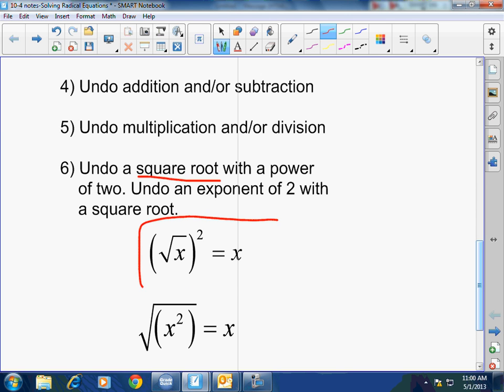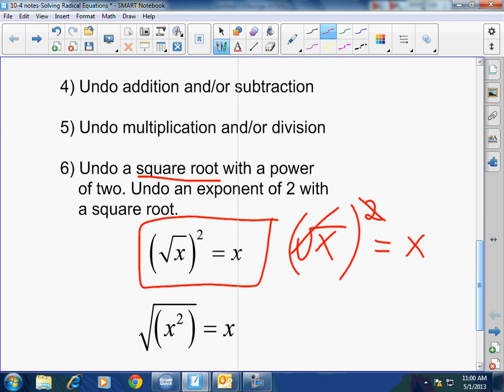Let's look at this example to show you what I mean. If I have a square root of x, and I want to get rid of that square root, I want to isolate that x, I want to get that x all by itself, there's only one way for me to cancel a square root, and that is by squaring the square root. When you square a square root, they cancel out, and you're left with just the radicand.